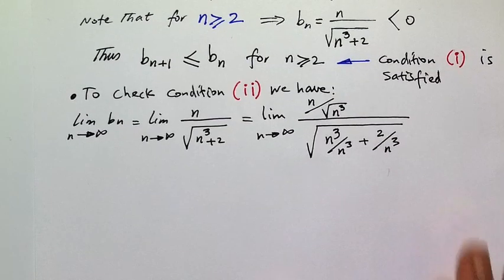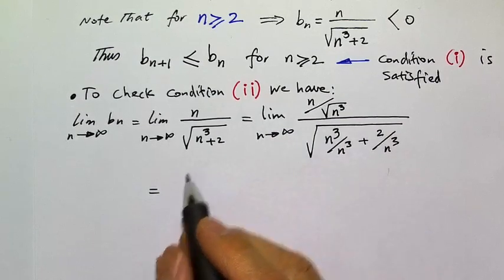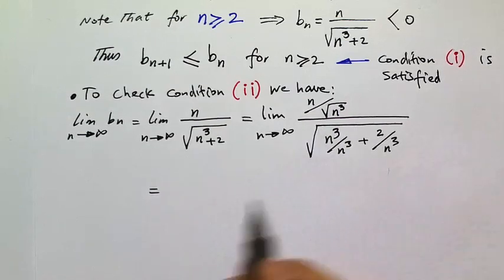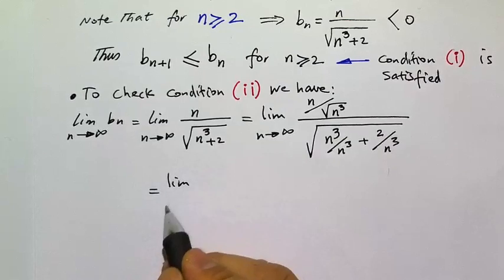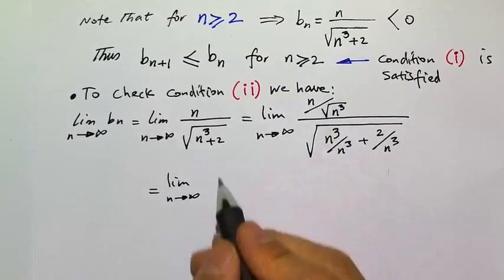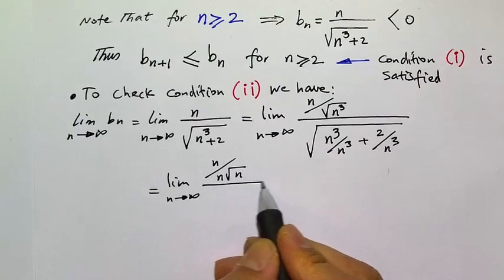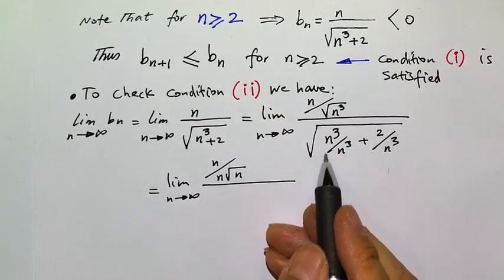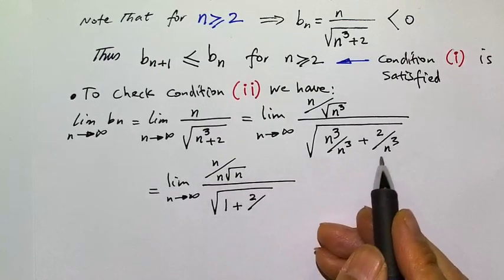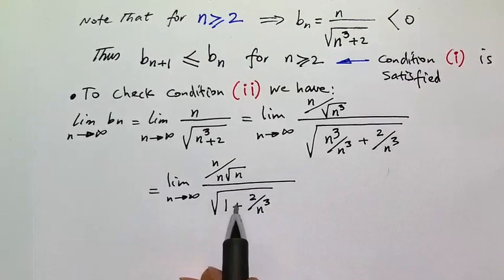So what do we get? Let's simplify. I will include that step as well. If we simplify this, what do we get in this one? We get n divided by n times the square root of n, right? And then here we will get 1 plus 2 divided by n cubed, right? Now apply the limit.